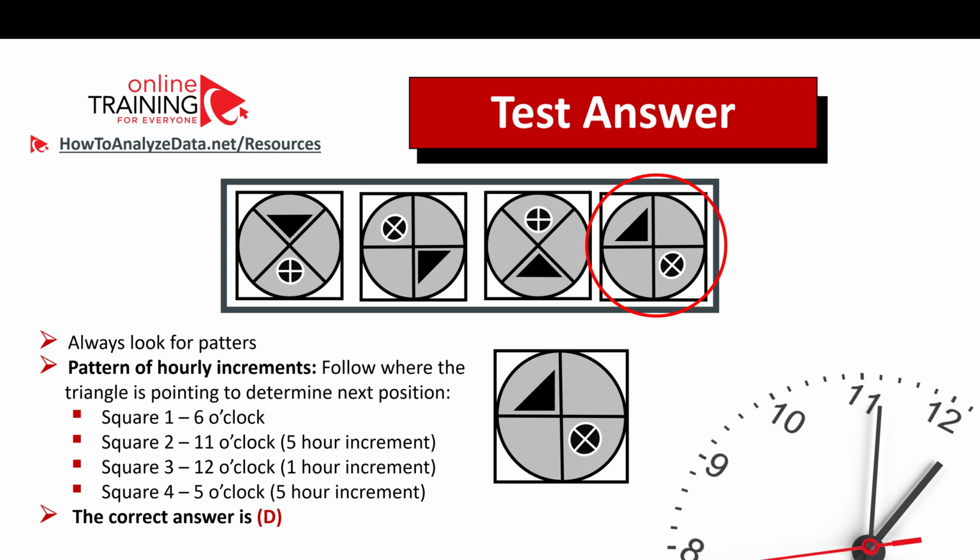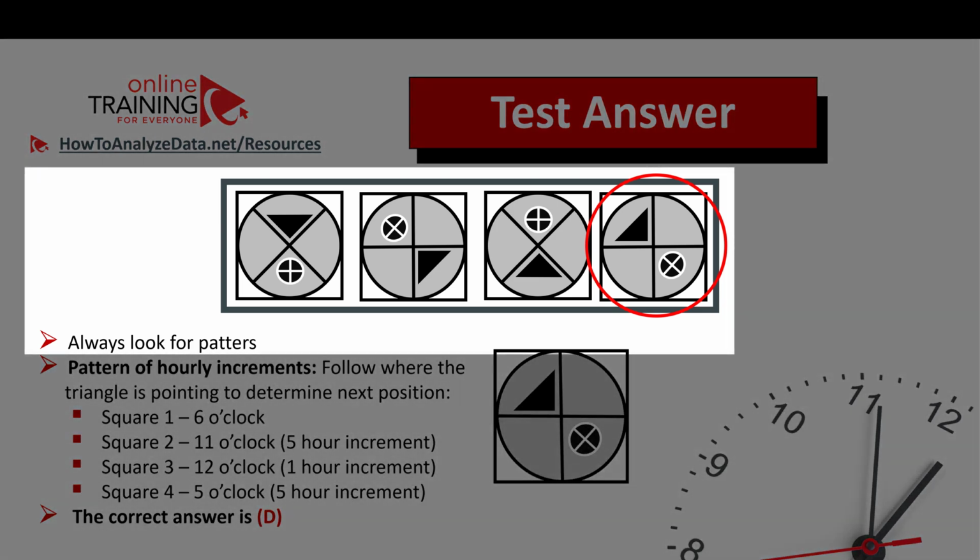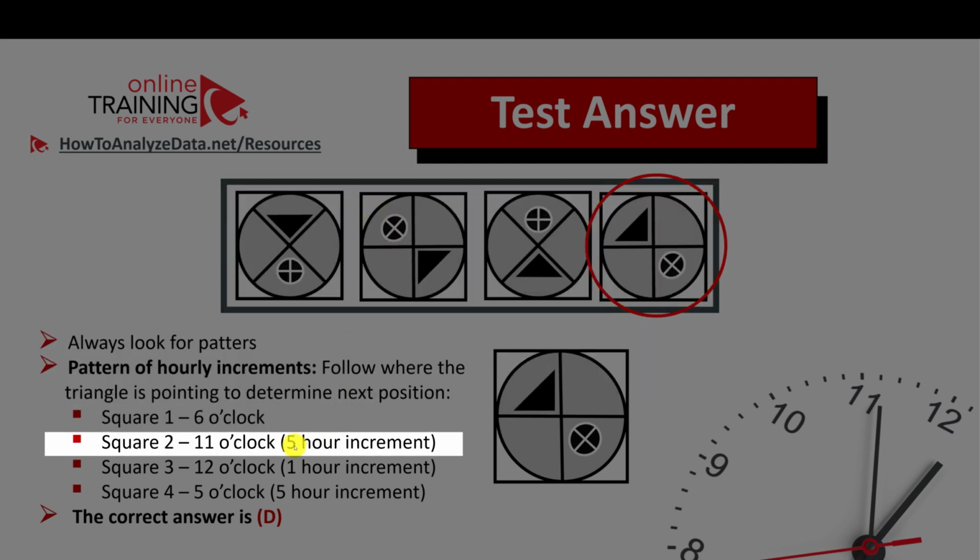As usual, my recommendation is always look for patterns. I know sometimes it's hard to see those patterns, but you still should continue and keep looking. In this particular case, we're dealing with a pattern of hourly increments, and we determine the hour based on where the triangle is pointing. If you look at the first square, the triangle is pointing to 6 o'clock. Then in the next square, the triangle is pointing at 11 o'clock. And 11 o'clock is a 5-hour increment from the 6 o'clock position.